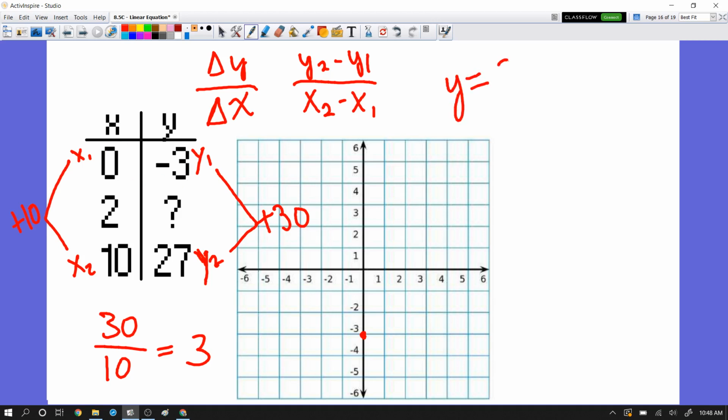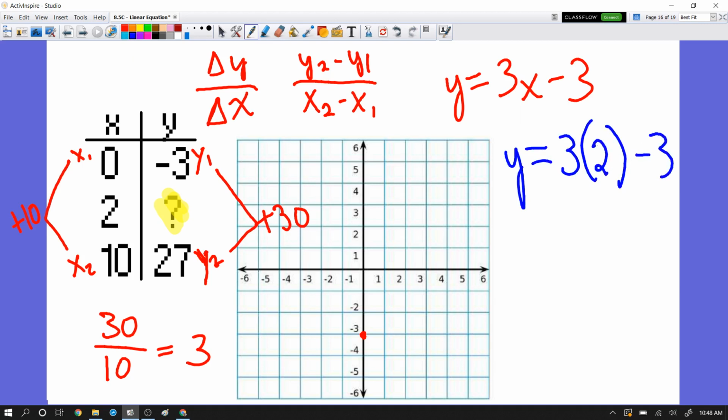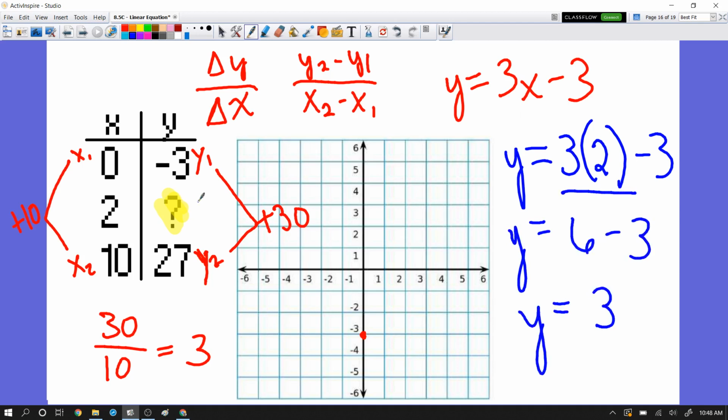So far, here's what I've got. y equals 3x minus 3. And the question is, what is the y value when x is 2? And that's where the substitution is going to come in. Okay, so here's what you got. y equals 3 times your x value, 2, minus 3. y equals, follow the order of operations, 6 minus 3. y equals 3. So this would equal 3. We just solved that problem.